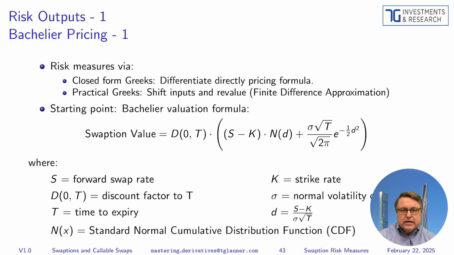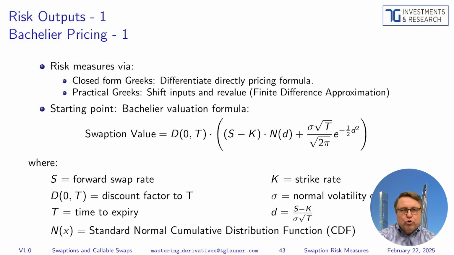We should discuss the inputs though. S represents the forward swap rate and K is the strike rate with a fixed coupon. D0T is the discount factor to time T and sigma is the normal volatility of the swap rate. The term capital T indicates time to expiry. I'll skip over D as it's just a constant. It's not important to interpret it.